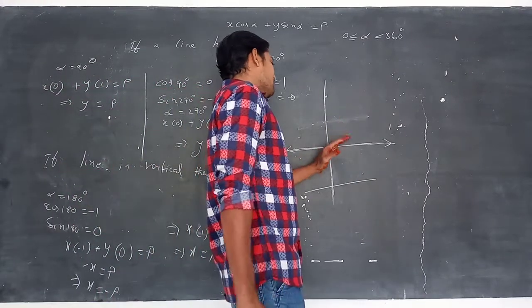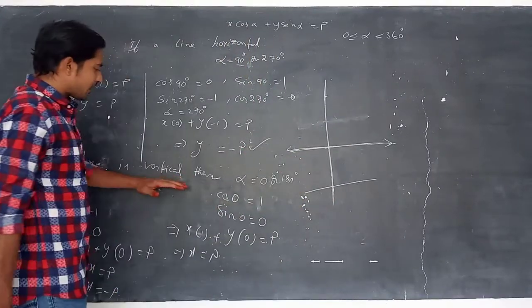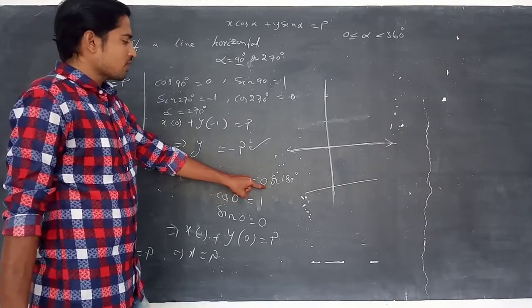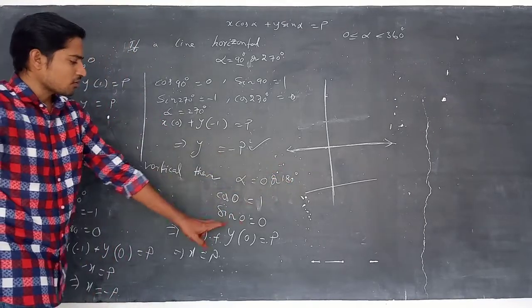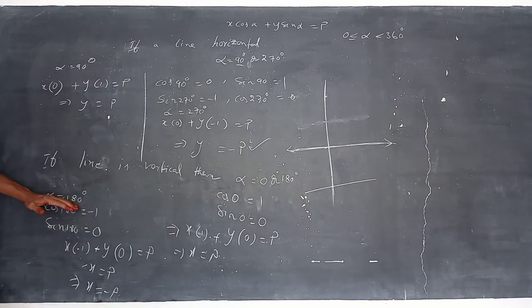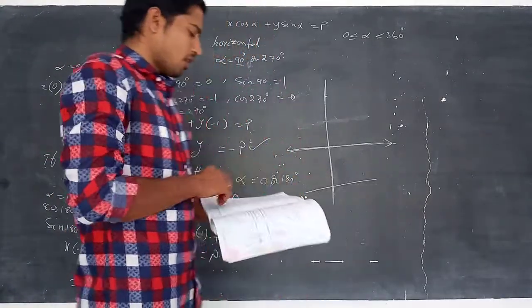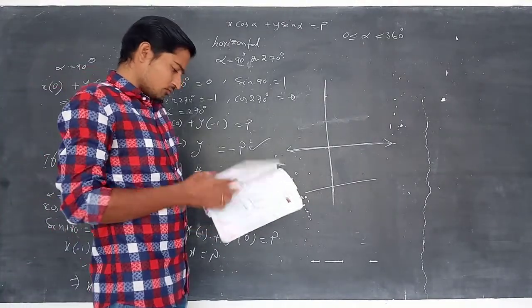If the line is a vertical line, then alpha is equal to 0 degrees, otherwise alpha is equal to 180 degrees. So cos 0 is equal to 1, sin 0 is equal to 0, and x is equal to p. And when alpha is equal to 180 degrees, cos 180 is minus 1, sin 180 is equal to 0, then I got x is equal to minus p. These are the special cases of a normal line. Next.